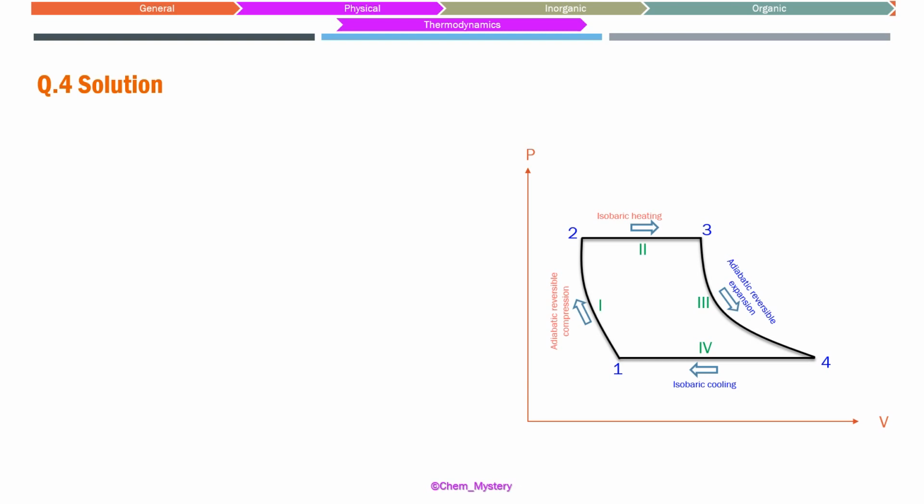Going to the calculations, the first and third processes are adiabatic reversible. We have learned that for adiabatic reversible processes, delta S is Q reversible divided by T. Because Q is going to be 0 for these processes, delta S is going to be 0 only.